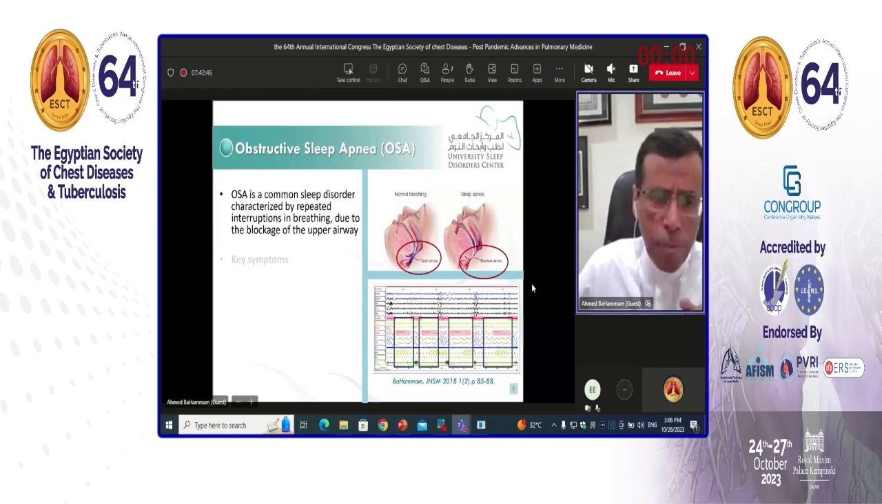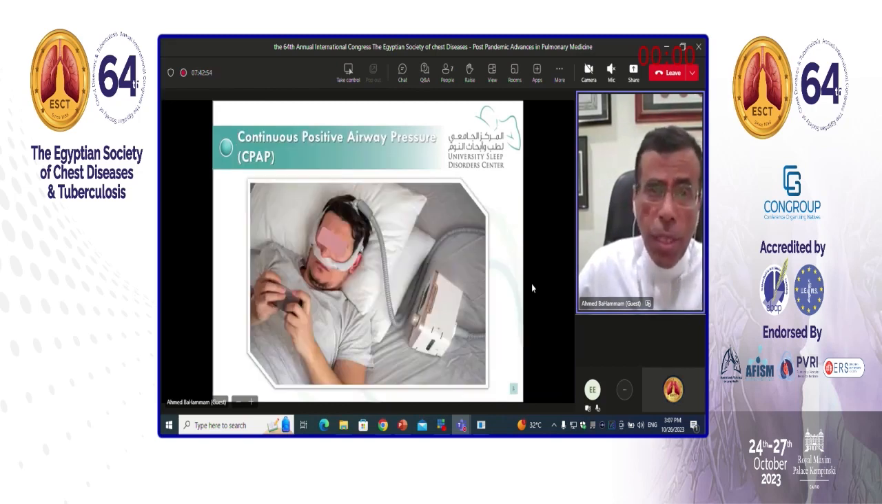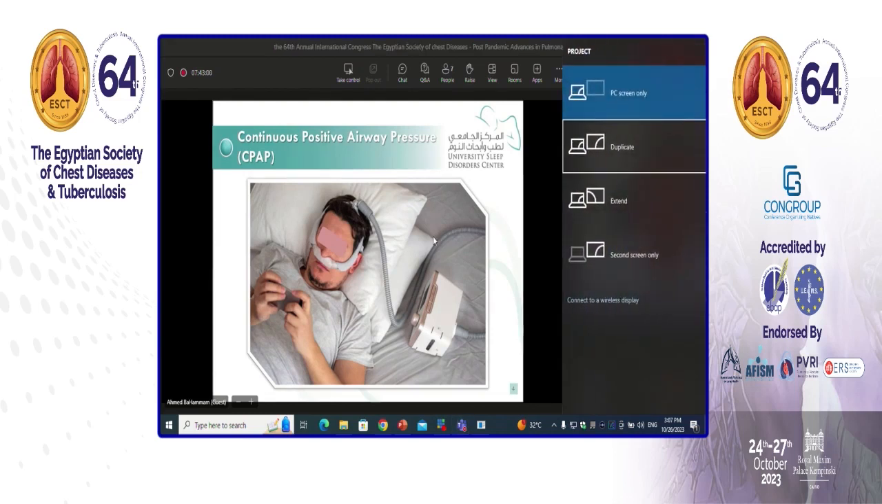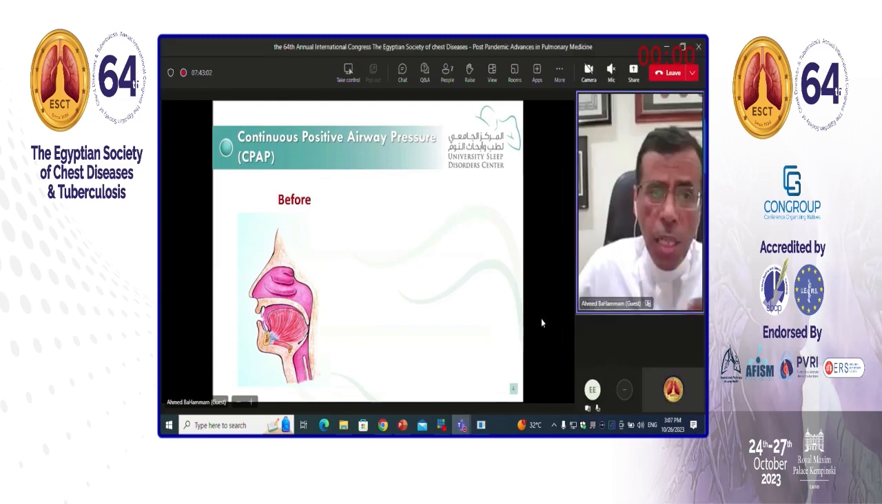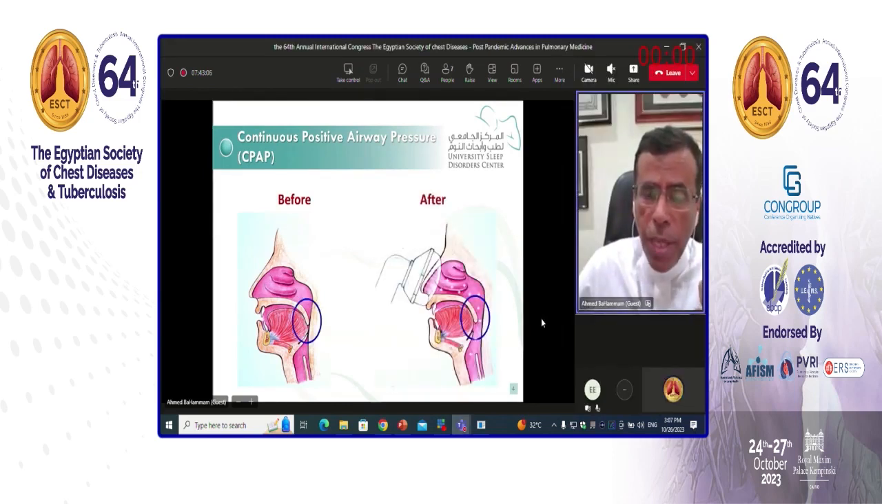As you know, sleep apnea is very common, and now we know it is also common among women, not only men, as we used to think before. And the main treatment, again, as you know, is the CPAP treatment, and we'll talk about residual sleepiness after CPAP treatment. CPAP simply acts as a splint where it opens the airway by using positive airway pressure plus other mechanisms.